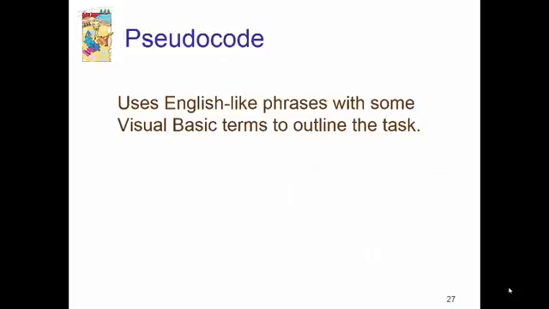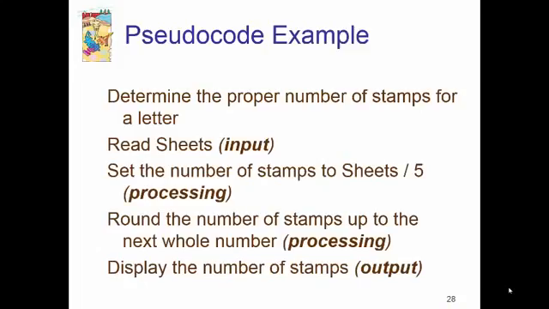Again, we also said that we could use pseudocode, which is going to use English-like phrases with some Visual Basic terms to outline our task. So, our pseudocode example says, determine the proper number of stamps for a letter, read the sheets, set the number of stamps to sheets divided by 5, round the number of stamps up to the whole number, and then display the number of stamps. So notice this is not necessarily Visual Basic code, this is more English, but it's English that's going to be easily translatable into Visual Basic code when we're ready to write our program.